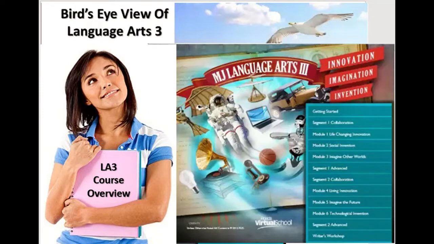Let's take a bird's eye view of LA3 so you know what you'll be learning in this course. The one-credit language arts course has 6 modules divided into 2 half-credit semesters. Semester 1 is modules 1 through 3, and semester 2 is modules 4 through 6. If you only need one semester, you may ask your teacher to excuse the assignments in the semester that you do not need. If you are starting in semester 1, you will start on lesson 1.01. If you are starting in semester 2, you will start on lesson 4.01.